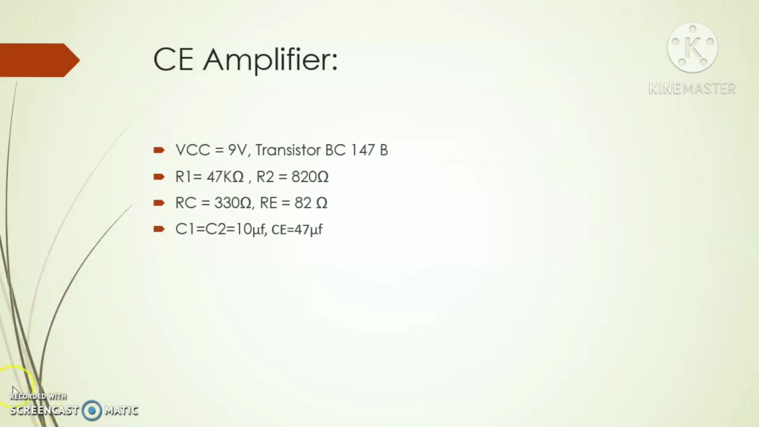These are the circuit component values of the amplifier. VCC is 9 volt, the transistor used is BC147B, and these are the component values used in the practical. An AC signal of 20 millivolt peak to peak, 1 kilohertz has been applied to the circuit. You need to connect the circuit, connect the VCC, apply the AC input, and then measure the output voltage. But after applying VCC, first of all you need to check the biasing, whether the Q point is in the active region or not.